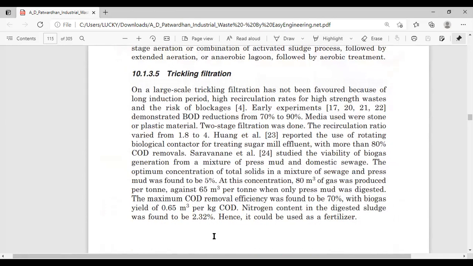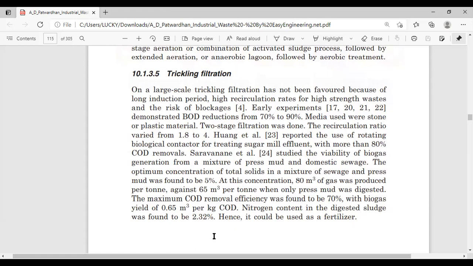Trickling filtration. On a large scale, trickling filtration has not been favored because of long induction period, high recirculation rates for high strength waste, and the risk of blockages. Early experiments demonstrated BOD reductions from 70 to 90%. Media used was stone or plastic material. Two-stage filtration was done. The recirculation ratio varied from 1.8 to 4.